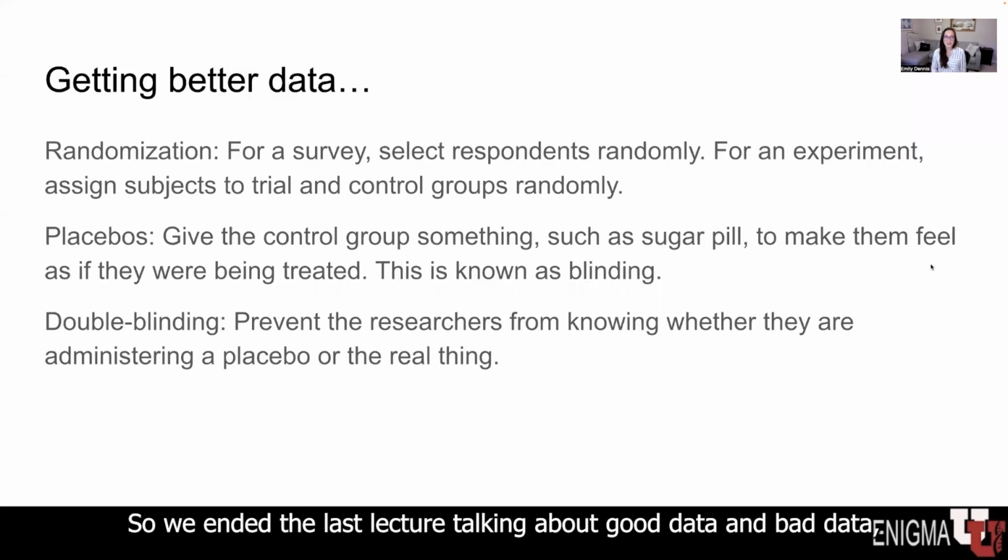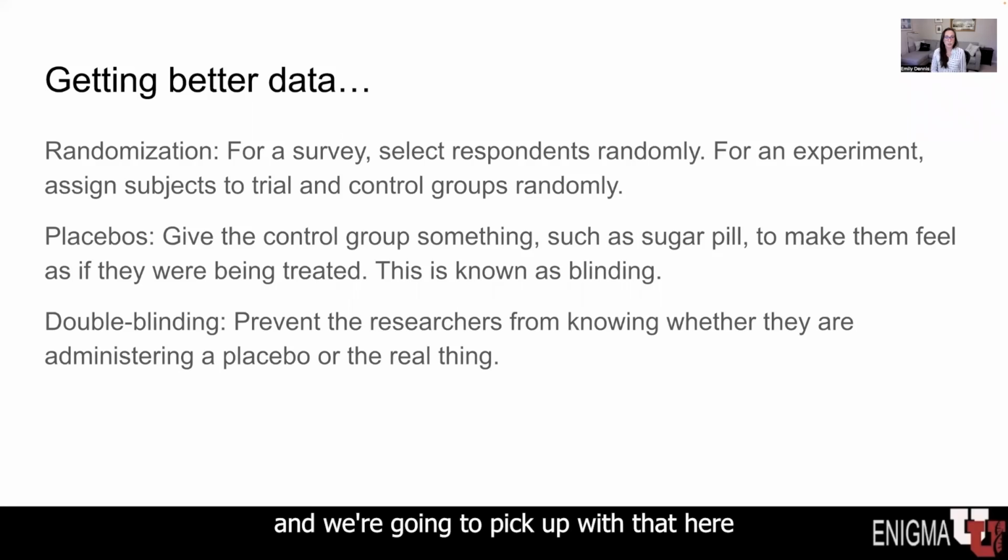Picking up where we left off, we're going to continue talking about research design. So we ended the last lecture talking about good data and bad data. And we're going to pick up with that here to talk about how we can get better data. Now, what do we mean by better data? We do not necessarily mean data that supports our hypothesis. We mean data that is more representative of the population we're trying to measure.